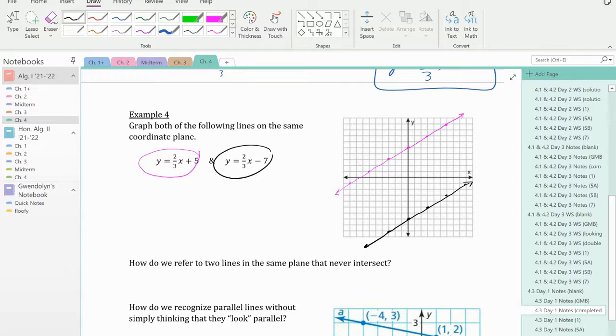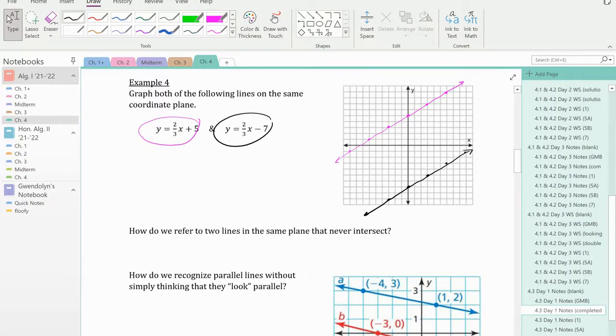Hopefully you notice that they just run alongside each other like a set of train tracks. And they're in the same plane. They're all on this flat sheet of paper. They don't intersect. What do you call those kind of lines? You've learned about this in the past. Those are parallel lines.